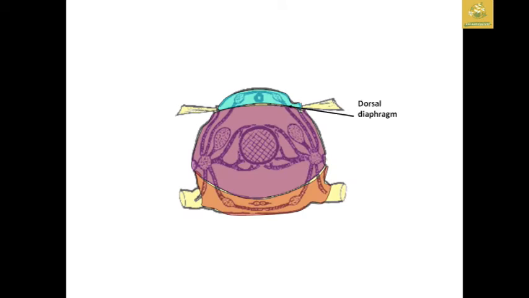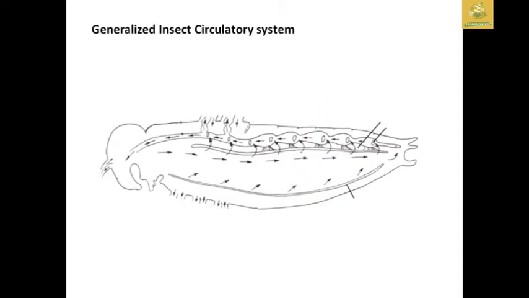This is the same image of the same insect with some color modification I have given. Here you can see the perivisceral sinus, the pericardial and perineural sinuses, the ventral diaphragm, and the dorsal diaphragm. Next, in the generalized structure of the circulatory system, they have the aorta as well as the heart in the body.